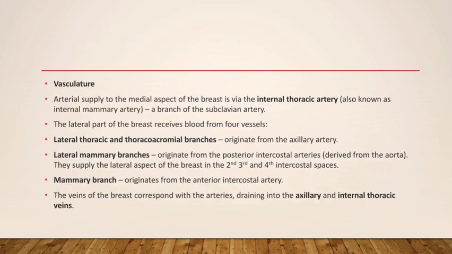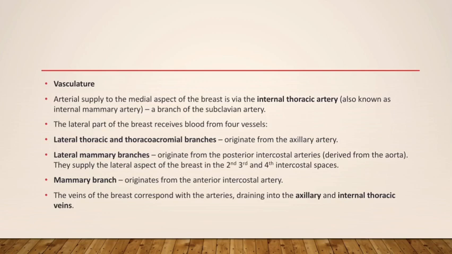Vasculature. The arterial supply to the medial aspect of the breast is via the internal thoracic artery, also known as the internal mammary artery, a branch of the subclavian artery. The lateral part of the breast receives blood from the lateral thoracic and thoracoacromial branches. They originate from the axillary artery. Lateral mammary branches originate from the posterior intercostal artery derived from the aorta. They supply the lateral aspect of the breast in the second, third and fourth intercostal spaces.